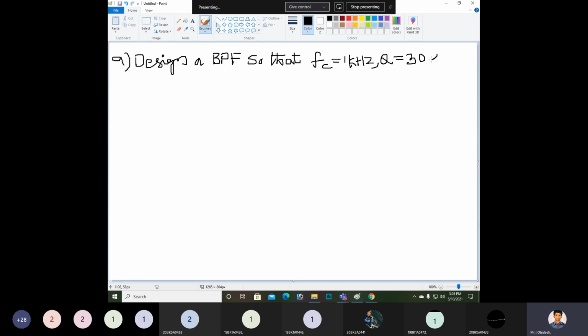And AF is equals to 10. AF is nothing but what? Frequency at FC.